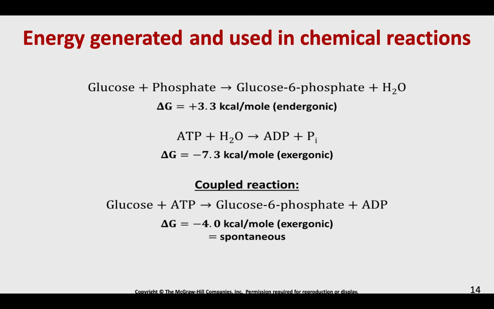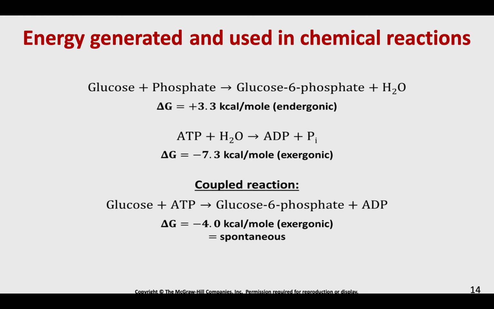So we're going to look at the formation of glucose 6-phosphate. That can be formed if we take a glucose molecule and a phosphate molecule and put them together, in the form of a dehydration reaction, right? So we have water as a byproduct, and we're forming this glucose 6-phosphate. Now the Gibbs free energy is positive, a positive 3.3. So this is not going to happen spontaneously.